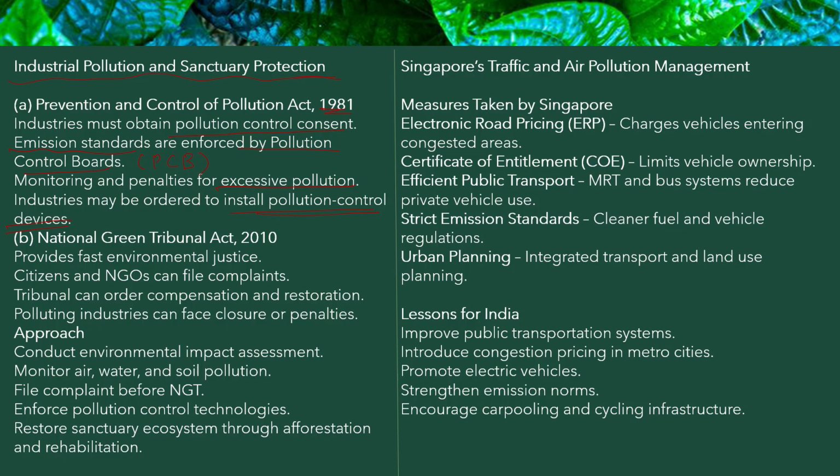National Green Tribunal Act 2010. Fast justice. Citizens and NGOs can file complaints. They can order for compensation and restoration. Polluting industries can face closure or penalties. Some approaches that were taken were impact assessments, constant monitoring, filing complaints whenever required, enforcing control technologies, and restoring our ecosystem through afforestation and rehabilitation.